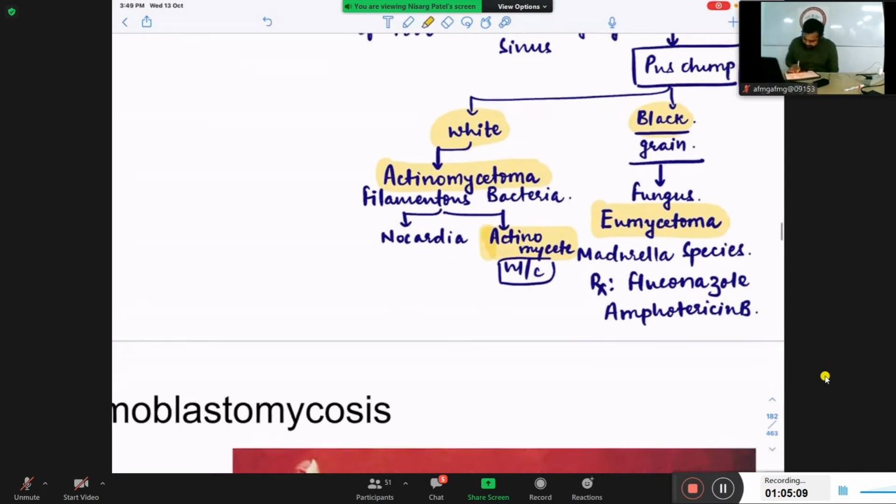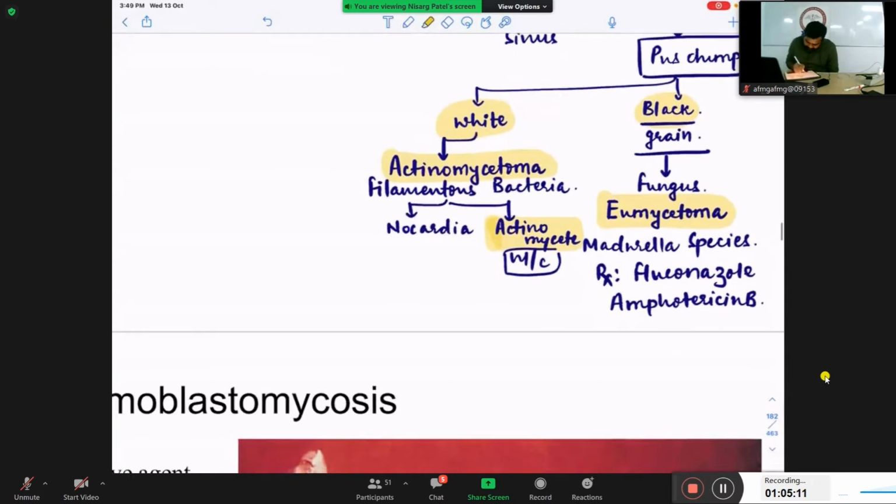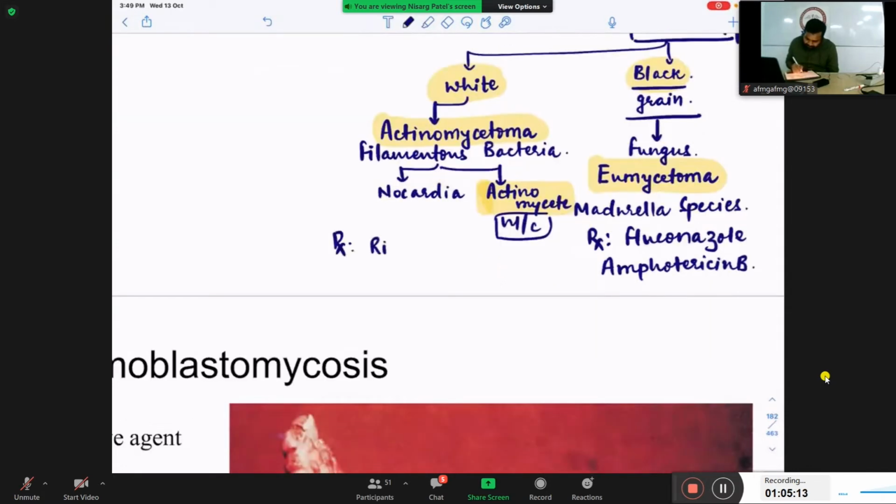So how will you treat? You will treat with amikacin. Drug of choice is amikacin. Or cotrimoxazole. Or you can use rifampicin.